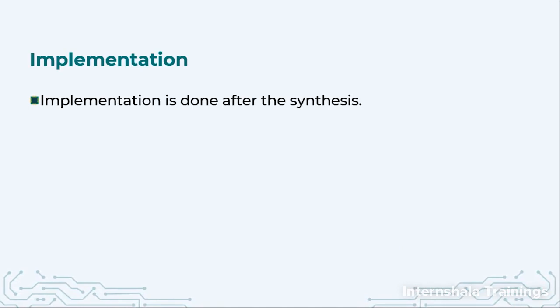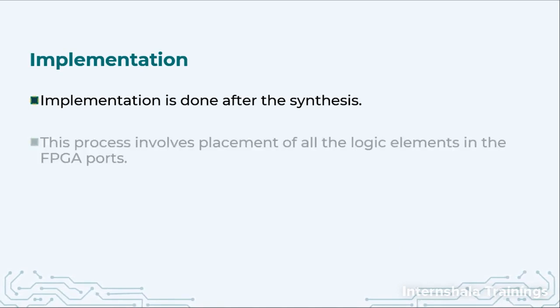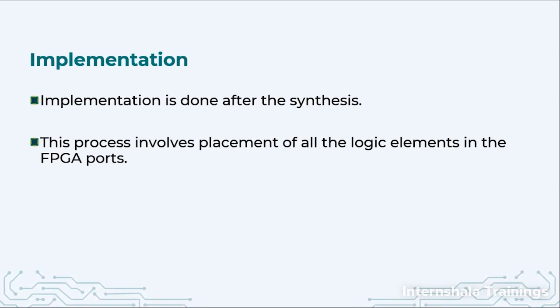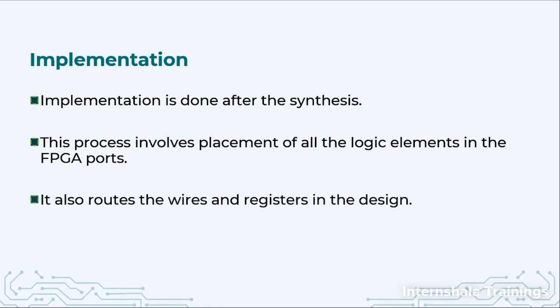Implementation is performed once we are done with the synthesis. This process basically involves placement and routing. That means we have to connect different components, the elements of the FPGA, with wires. It will include the connection of these wires, registers, and ports with the given coding style.